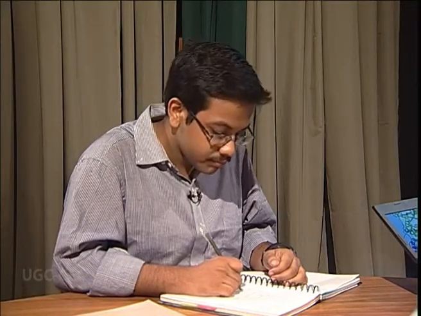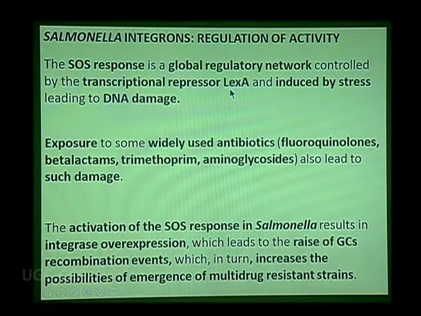Now, the regulation of Salmonella integron activity has intrigued microbiologists for the last few years. It has been found that it is induced by the SOS response. Normally, the SOS response is a global regulatory network. A bunch of genes are expressed which are under the regulation of the transcription repressor LexA, and that is induced by a certain type of stress that ultimately leads to DNA damage.